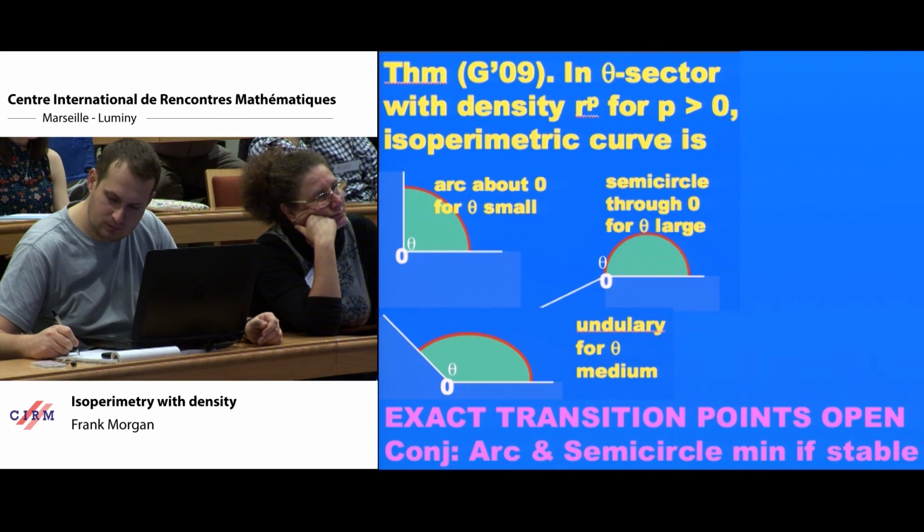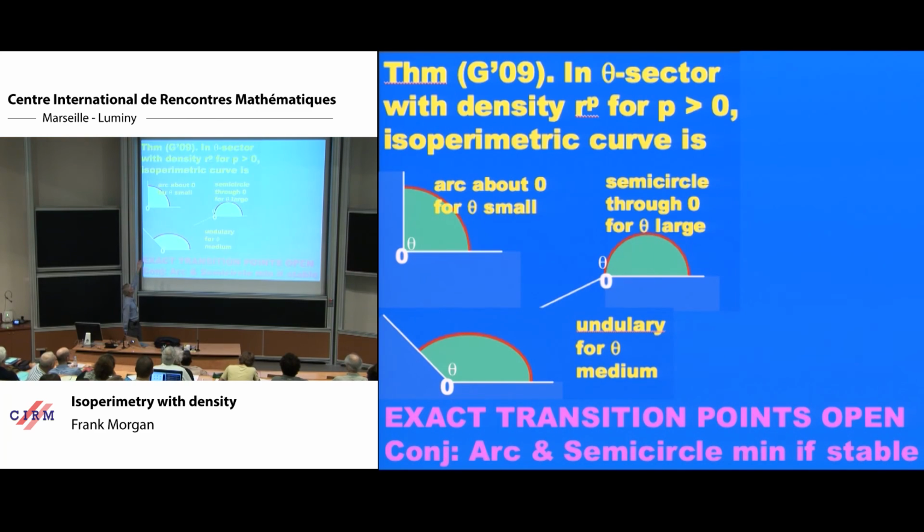And they proved most of the facts about this. They proved that it's the circle about the origin for theta small, semicircle for theta large, and this undulatory in between. The only thing that they couldn't prove were the exact transition points.